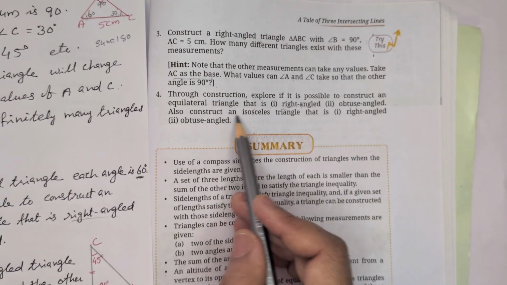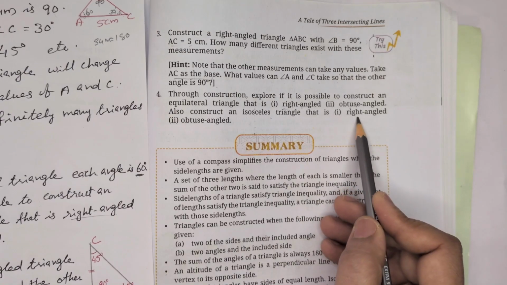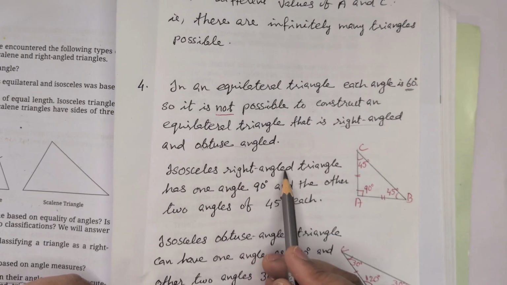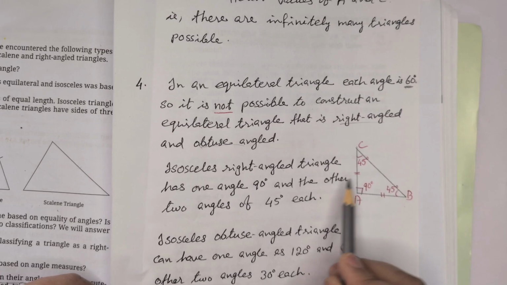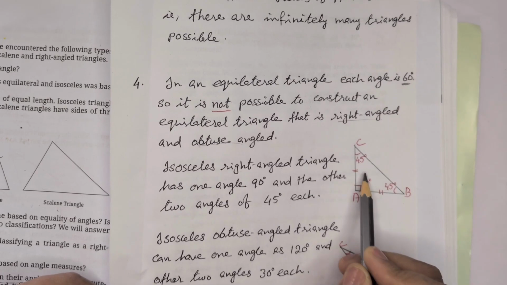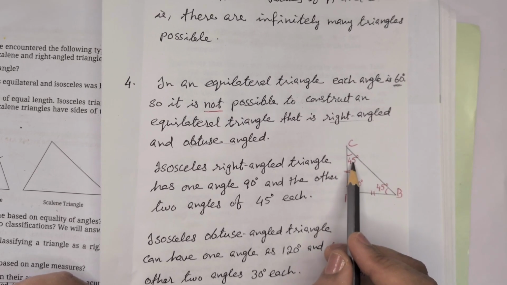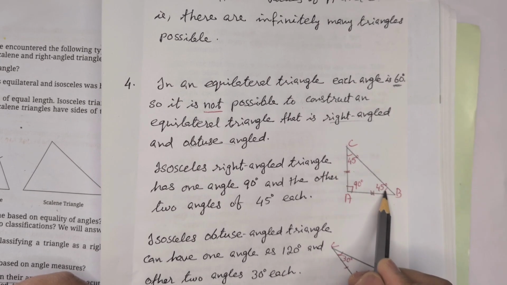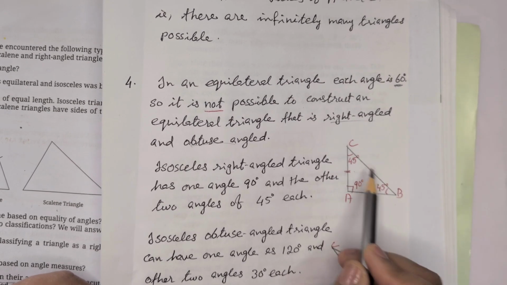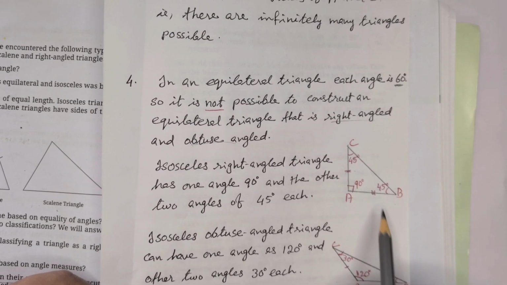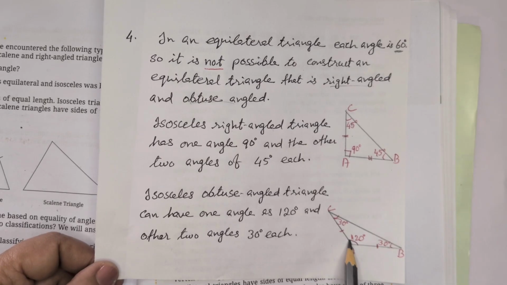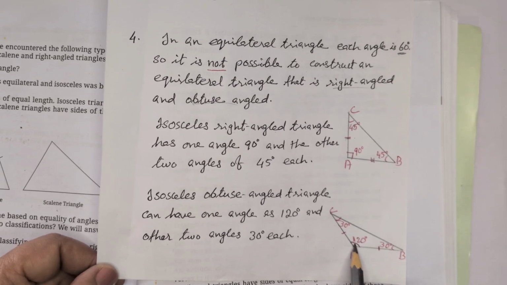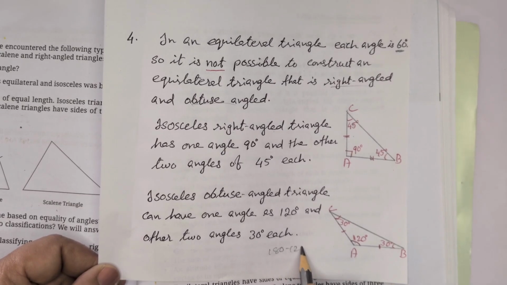Next is to construct an isosceles triangle that is right angled and obtuse angled. That we can do. For an isosceles right angled triangle, one angle is 90 degrees, then the remaining is 180 minus 90, which is 90, so these two angles will be 45. These two sides are equal. Isosceles means two sides are equal and the base angles are equal, so 45 each. Then an obtuse angle triangle we can also construct. If we take, for example, this as 120 degrees, then 180 minus 120 it will come.